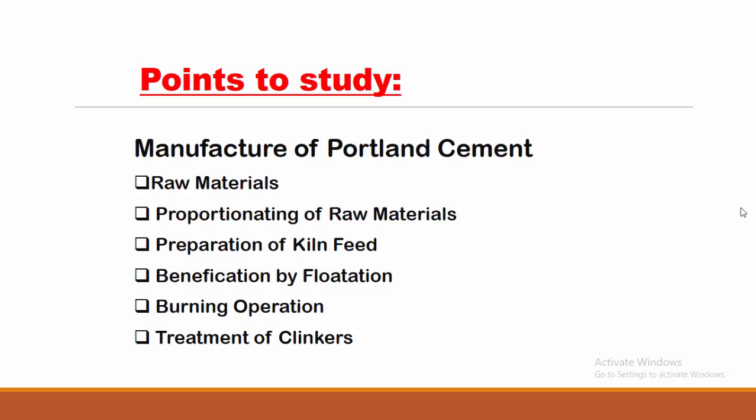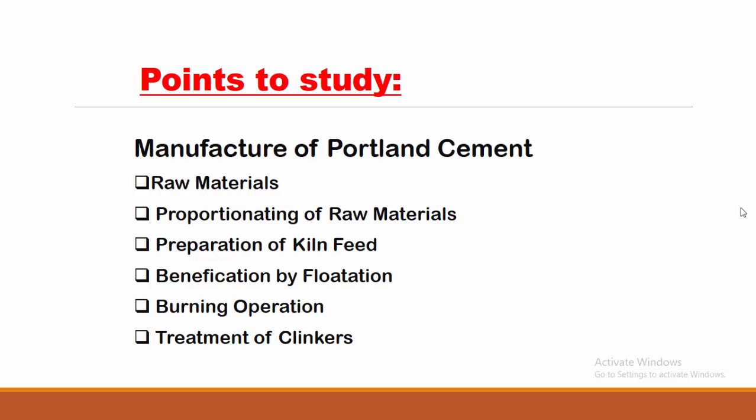According to the type of Portland cement, different proportioning can take place. This is where the importance of proportioning of the raw materials lies, whether it is lime, or silica, or alumina, or ferrite, according to the requirement of the cement, the proportioning can take place.